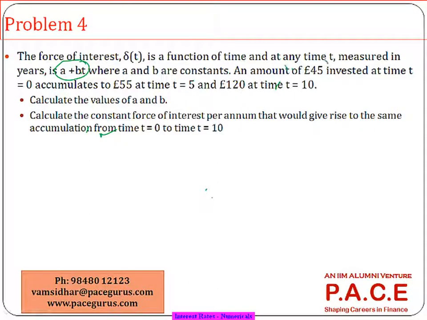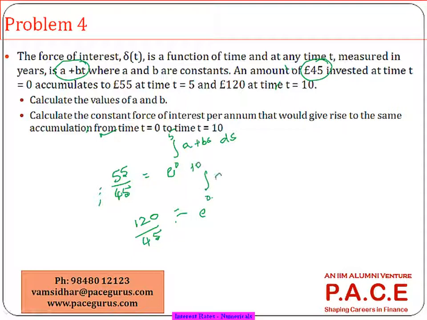What is it saying? Today, if you have deposited 45, it becomes 55 after 5 years. So what is the accumulation part? The accumulation is nothing but 55 by 45, and this should be equal to e power integral 0 to 5 of a plus bs ds. This is equality 1. Equality 2 will become 120 by 45, because it's becoming 120 at the end of 10 years. So this is e power integral 0 to 10 of a plus bs ds.